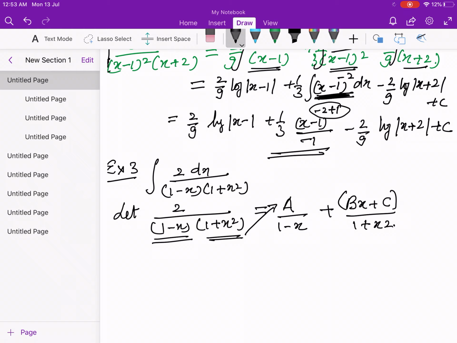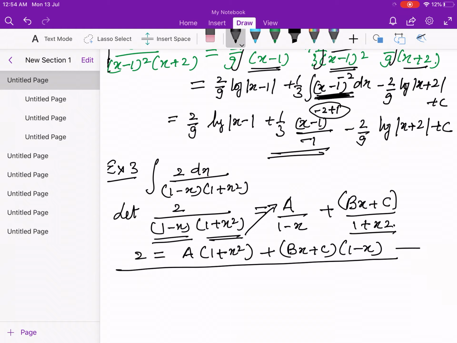Do the cross multiplication. 2 equals to a into (1 plus x square), because 1 minus x got cancelled, plus (bx plus c). 1 plus x square got cancelled. What is it? 1 minus x. So this is the statement. This is equation 2. That's statement 1.